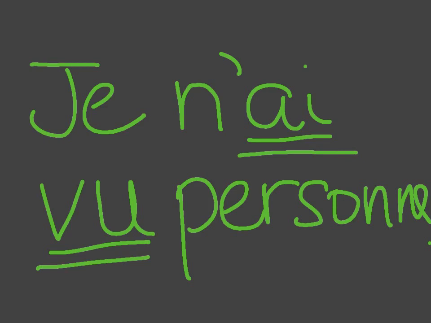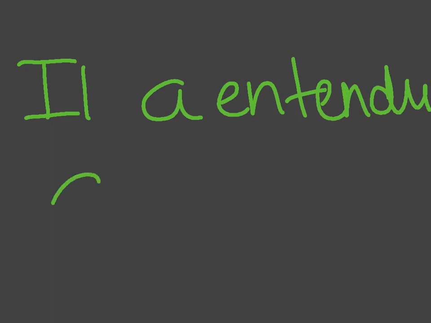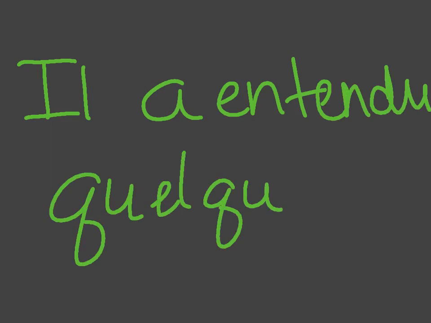Okay? Let's take a look at another example. What if we said il a entendu quelqu'un? Okay? He heard somebody. We want to say this in the negative. So how would we do that? First we start with our subject, il, and then what do you think will come next?